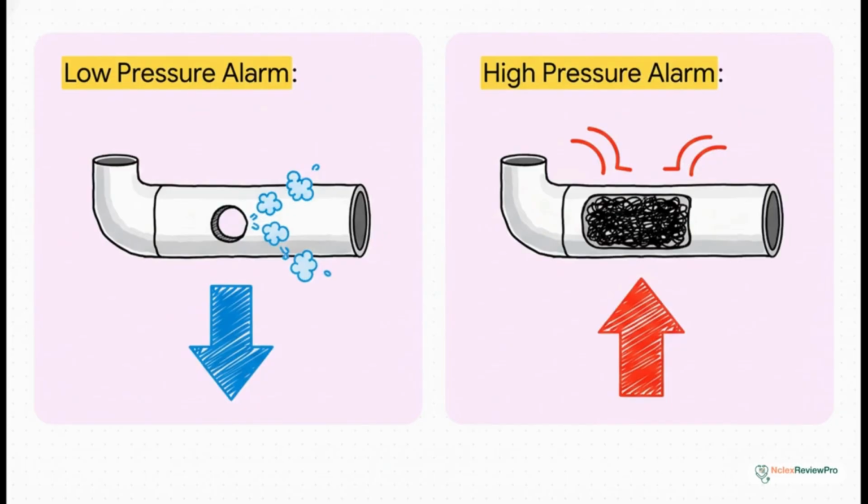A low-pressure alarm means there's a leak somewhere. Just think L for low and L for leak. Maybe a tube got disconnected. A high-pressure alarm means the exact opposite. There's a blockage or some kind of increased resistance.